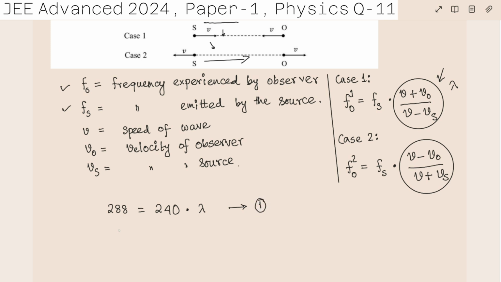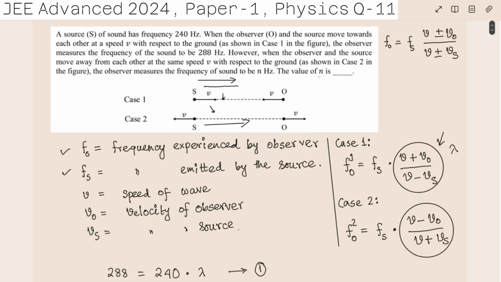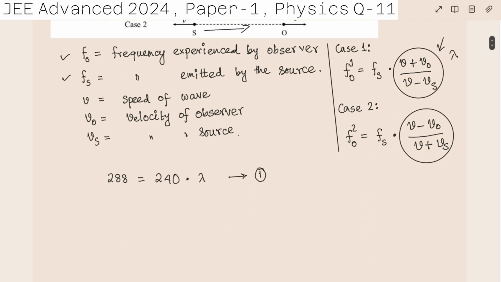And for case 2, we actually don't know the f0, so we have to find out the value of n, and Fs would be the same. So let's put n is equal to 240 divided by, and if you look at this value, this is actually the inverse of this, so this would be 1 over lambda, right? So now we have to solve these two equations and find the value of n.